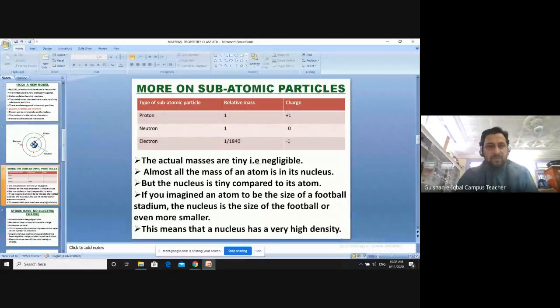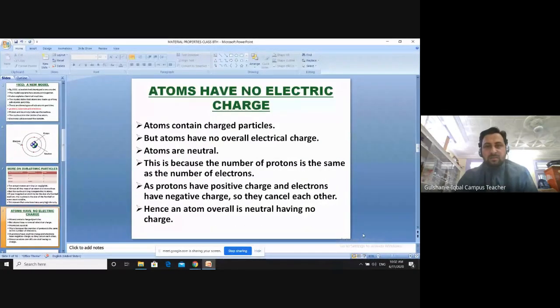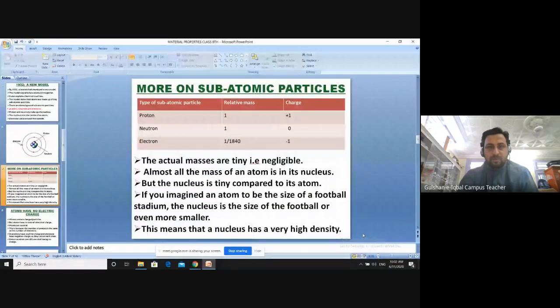Okay, what are the subatomic particles? The proton, the neutron, and the electron. What are more on these particles? On these particles, first of all, we are having their relative masses and their charges. Okay, the relative mass means that electron, neutron, and proton, what is their relative mass to one another? What is their relative weight to one another?